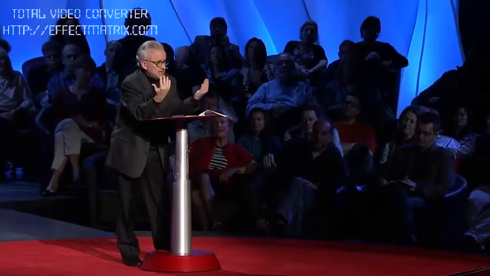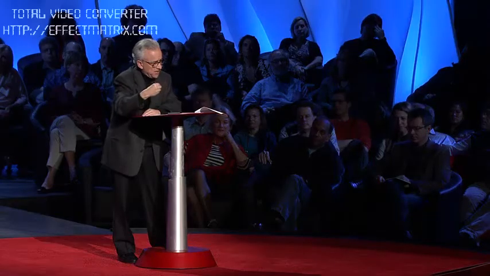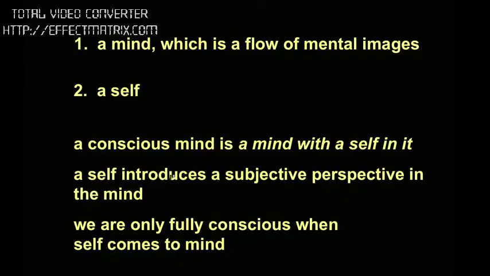We are not passive exhibitors of visual or auditory or tactile images. We have selves. We have a me that is automatically present in our minds right now. We own our minds, and we have a sense that it's every one of us that is experiencing this, not the person who is sitting next to you. So in order to have a conscious mind, you have a self within the conscious mind. So a conscious mind is a mind with a self in it.